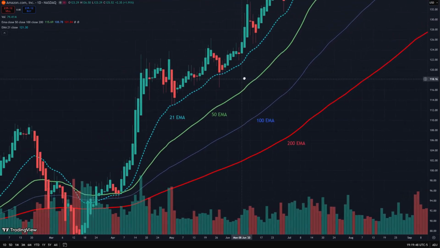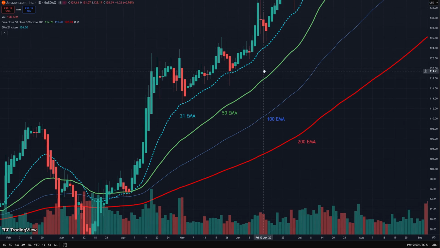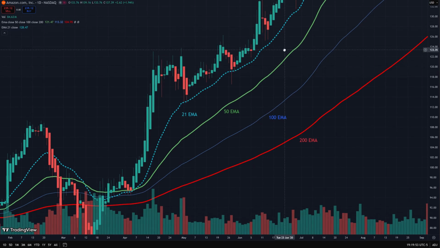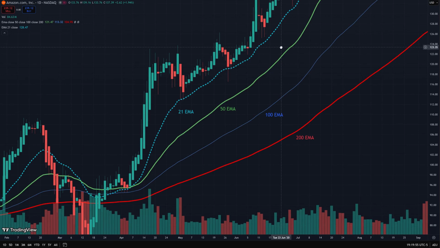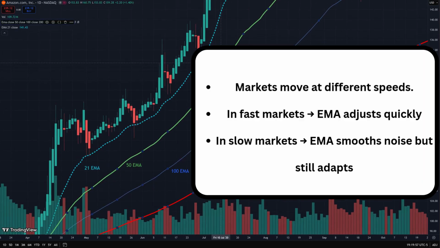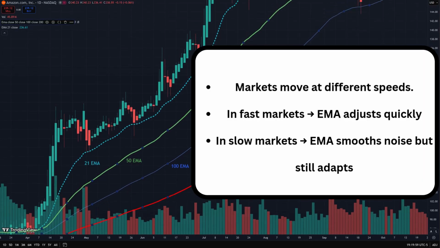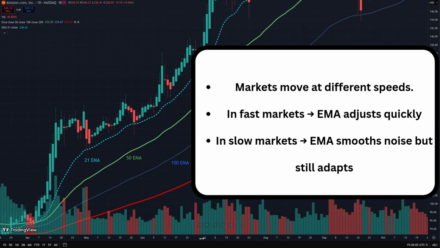Why EMA exists. Markets move fast. Old prices matter less than new prices. What makes EMA different is this: it gives more importance to recent price. That means EMA reacts faster to price changes than other moving averages.